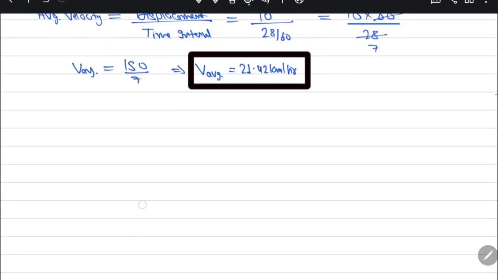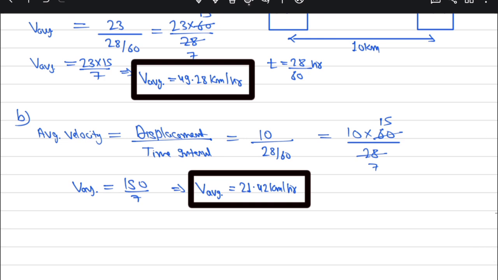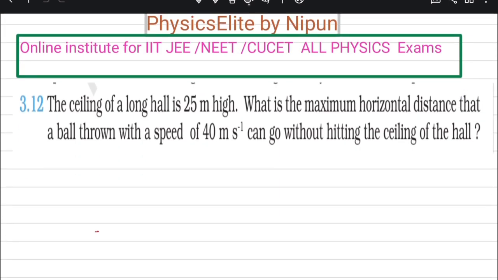So I proceed to our next question. You understand now? Average speed is basically total distance upon total time, and average velocity is change in displacement, or total displacement upon time interval, or if two positions are given, then you can find change in displacement upon time interval. I proceed to our next question.